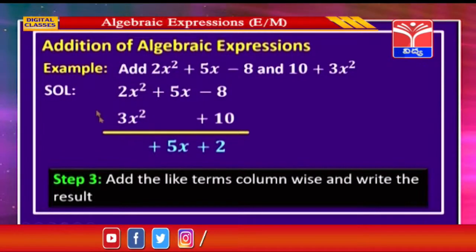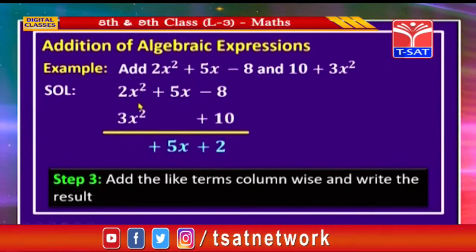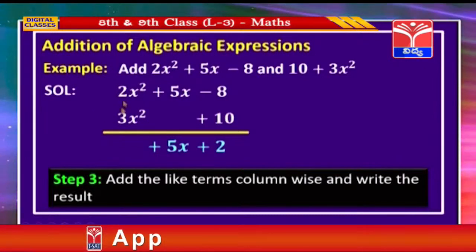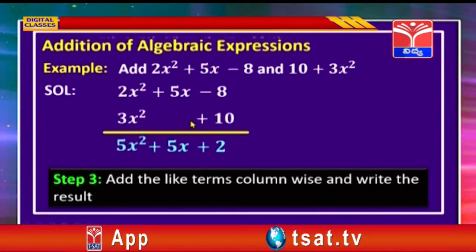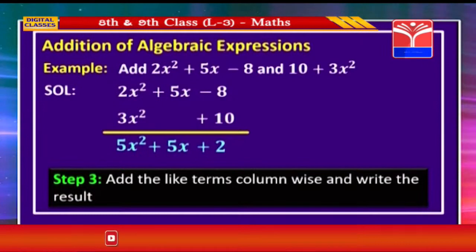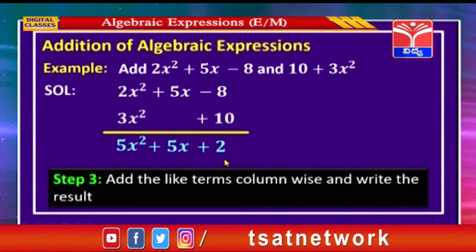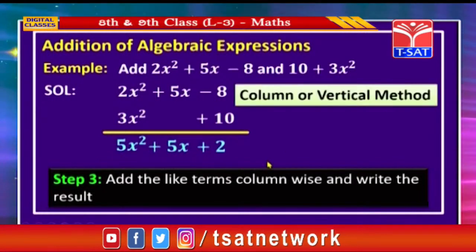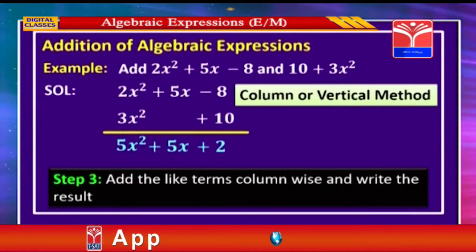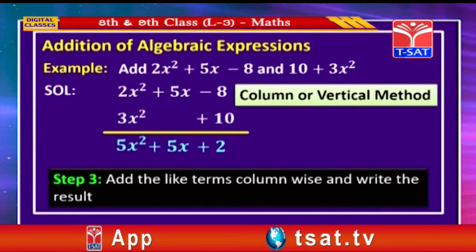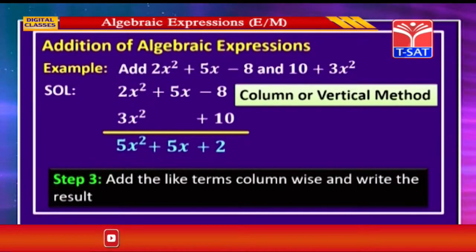Now if you look at these two, we have 2x square plus 3x square. In such a case, we just add these two coefficients, that is 2 plus 3. How much, children? 5. So we write it as 5x square. Hence, on adding these two algebraic expressions, you get 5x square plus 5x plus 2. Children, this method of adding we generally call the column or vertical method. Got it, children? But we can add these two expressions in another way also. Let us learn that also.